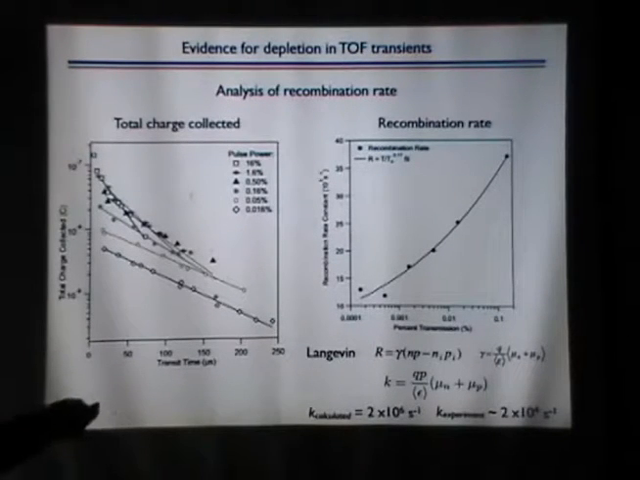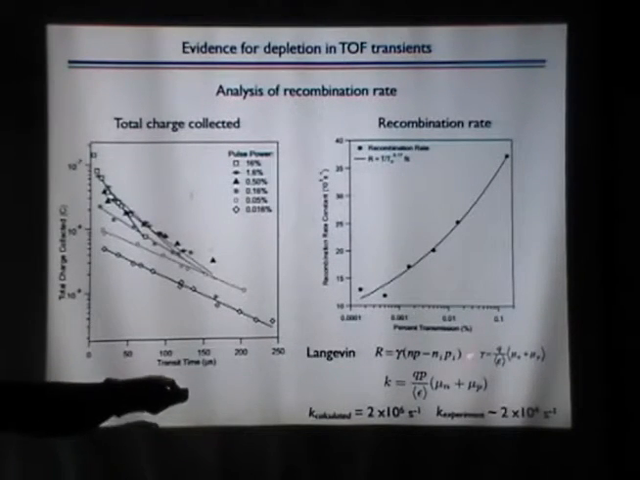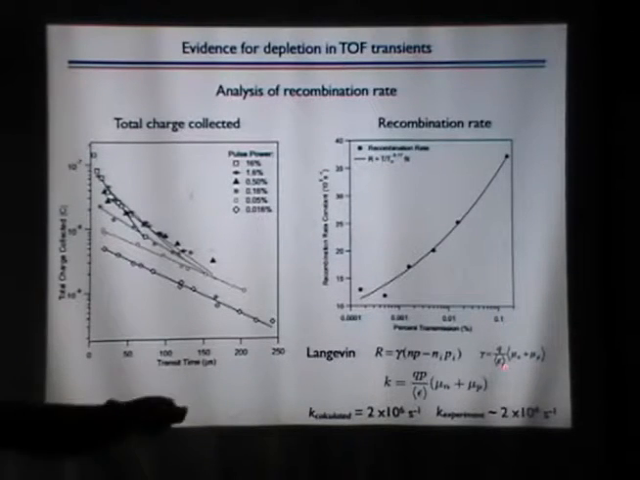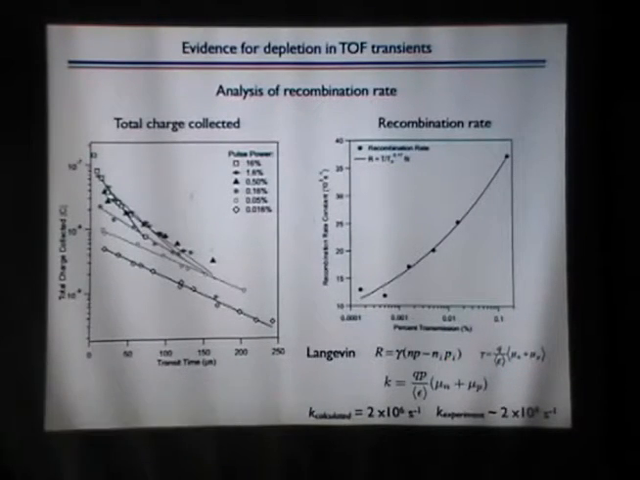Now the constant, the Langevin constant, should go as the mobilities of the material. So as we alluded to before, as you turn up the mobility, the charges have a higher probability of colliding. It's the reverse of the Onsager process. The recombination rate should be higher. So higher mobility is actually a bad thing for recombination.